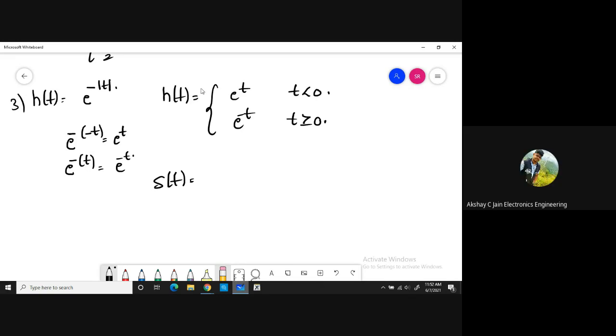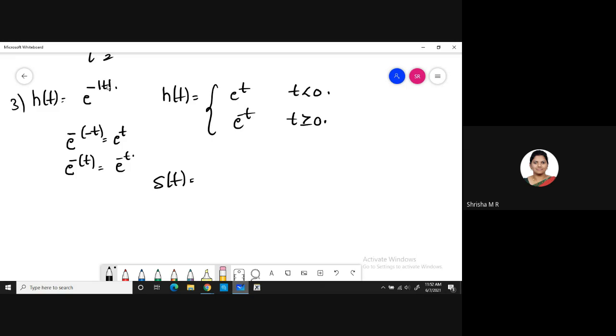Wait, if you want to understand how we got e power t and e power minus t: if you put e power minus of minus t, it will be e power t. That is for t less than 0. If you put plus t for t greater than or equal to 0, you get e power minus of t. It will be e power minus t. So in place of h of t, it means for t less than 0 and t greater than or equal to 0, we write an equation like this.